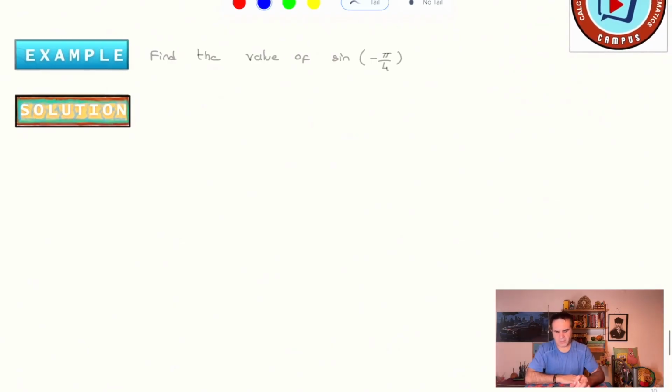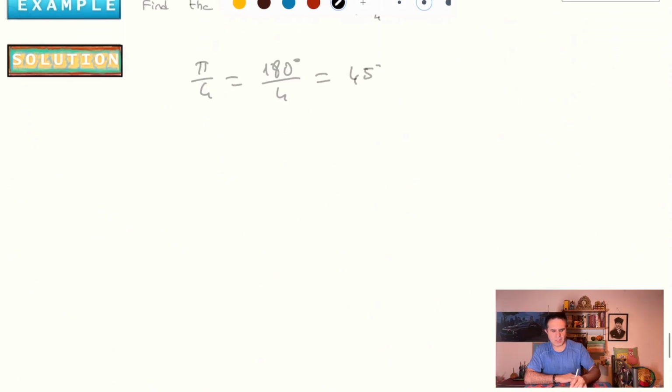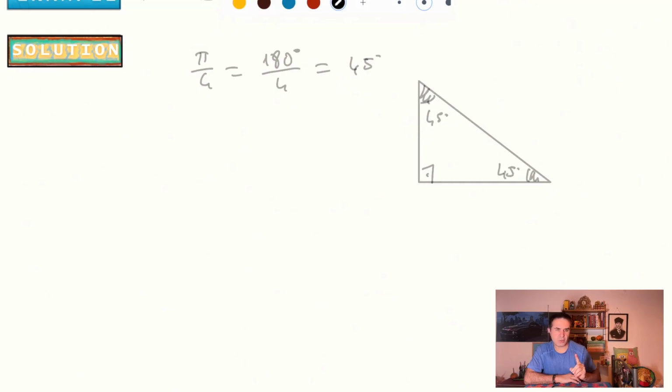Find the value of sine of minus pi over 4. Pi over 4 is 180 degrees over 4 and equal to 45 degrees. So we need to know another triangle here, the right isosceles triangle. This is 45 degrees and this is also 45 degrees. You need to know this triangle, okay? Let's say A, B, and C.